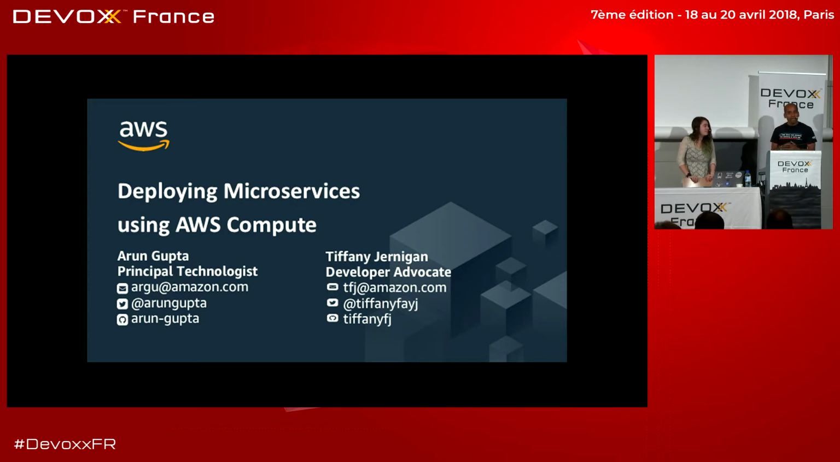So we're very excited that there are a lot of sessions going on at DevOps France. This is the first session of the day, and we're excited that you chose our session. So we'll talk about what it takes to deploy microservices on AWS Cloud. And we'll particularly look at the stack. It's a very deep dive session essentially.